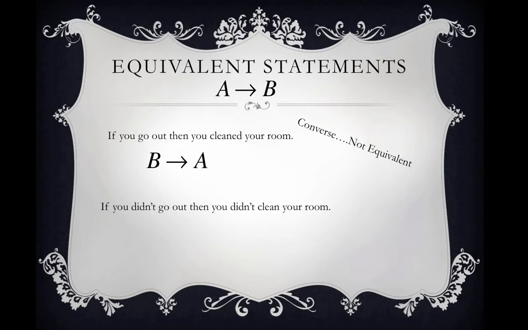So again, you'll notice the if and then are flipped, but they're also the negation of both. So we would write this as not B implies not A. So think about this. If you didn't go out, would that mean you didn't clean your room? And hopefully you can see that that is true. We call this the contrapositive, and the contrapositive is equivalent.